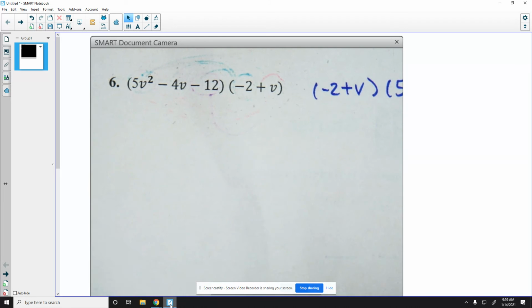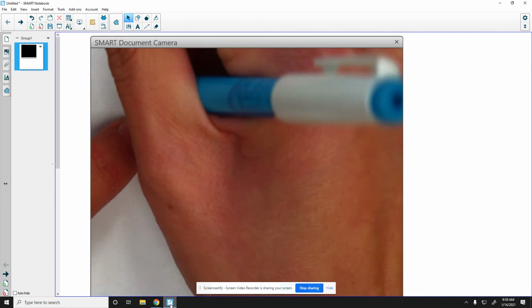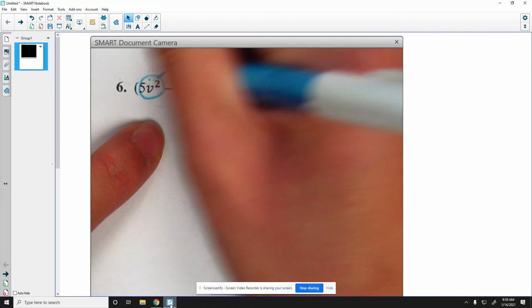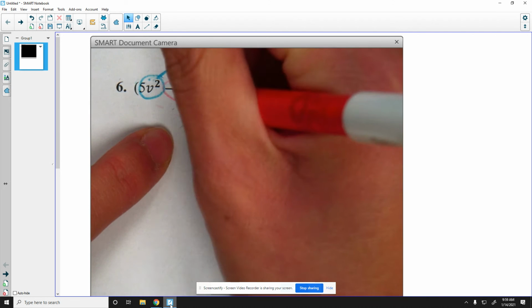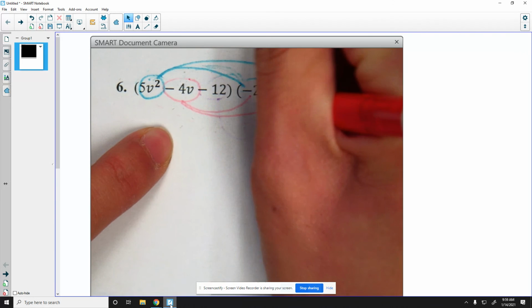I'm going to do it the first way where I'm just going to take 3 things and distribute 3 things. But you do it however you want to. And let's see if we can come out with the same answer.